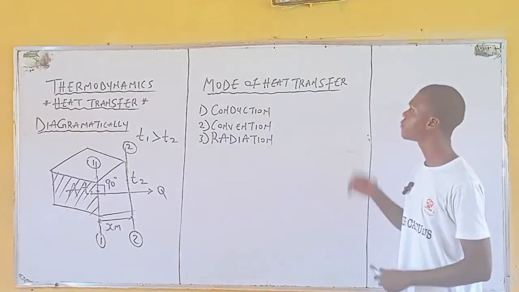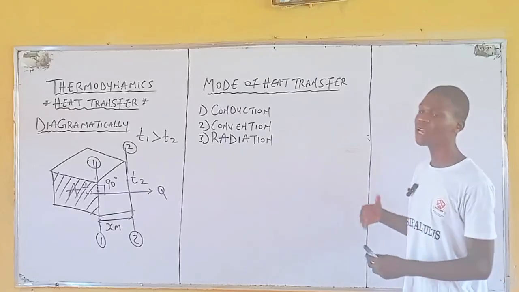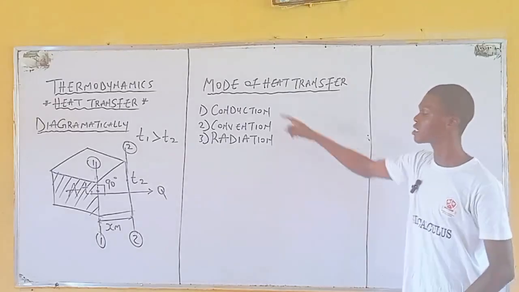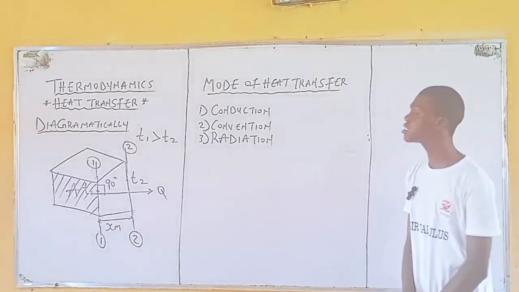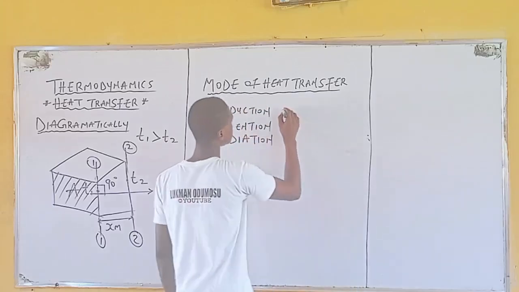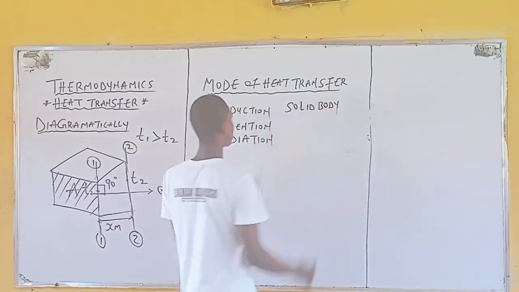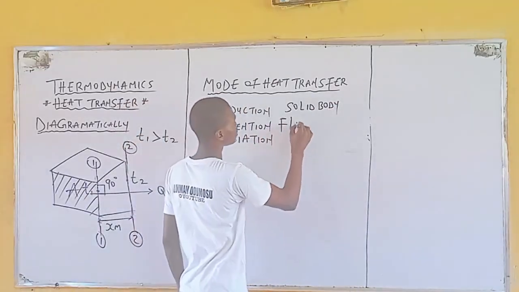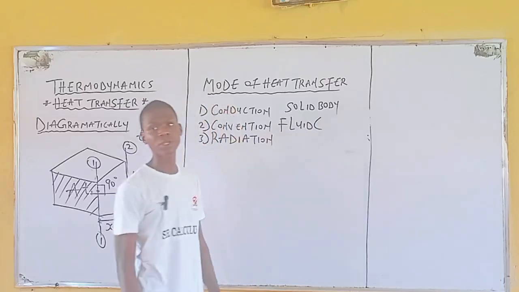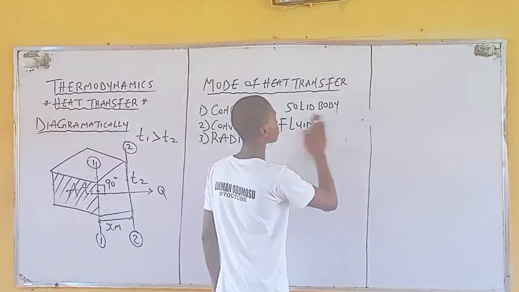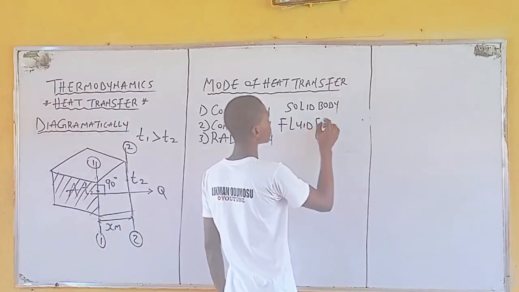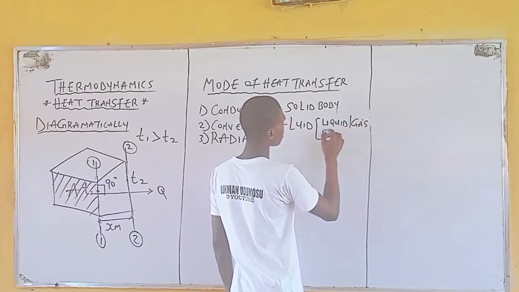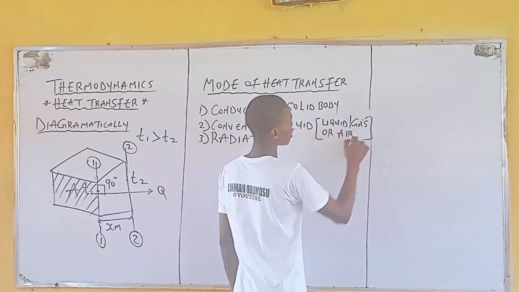Take note that for each mode of transferring heat, they have their respective way of transferring the heat, right? This first one, it is transferred through a solid body. Convection, it is transferred through fluid. Heat is transferred through fluid. When we say fluid, fluid can be a liquid or a gas. You can refer to fluid as what? Liquid, gas, right? Or air, right?